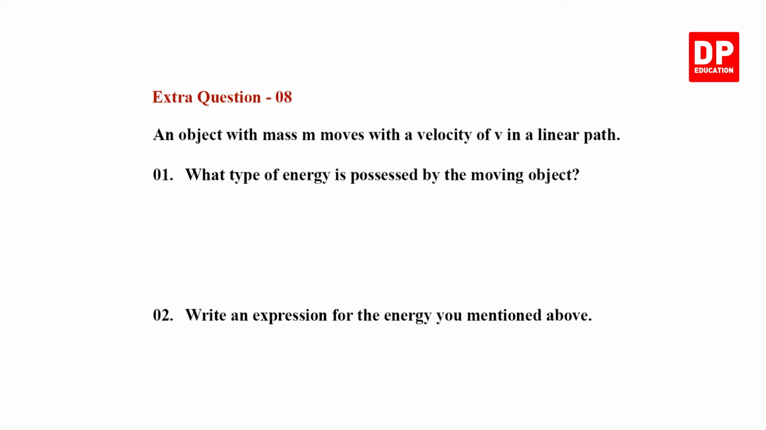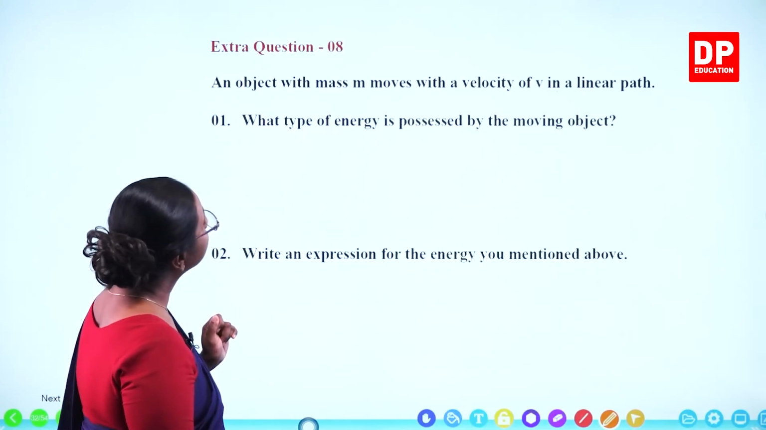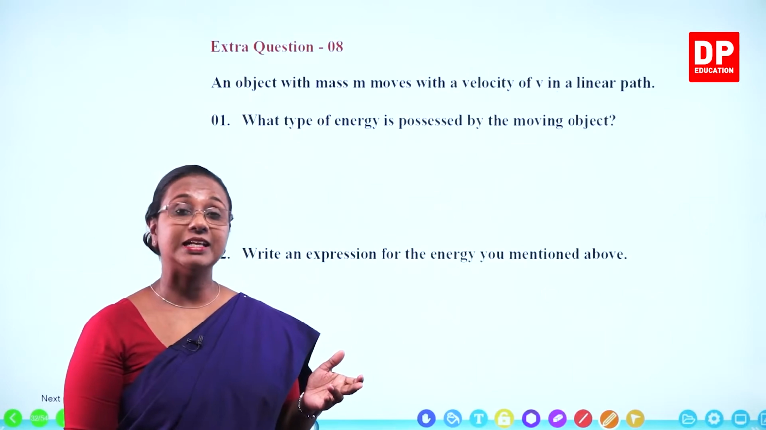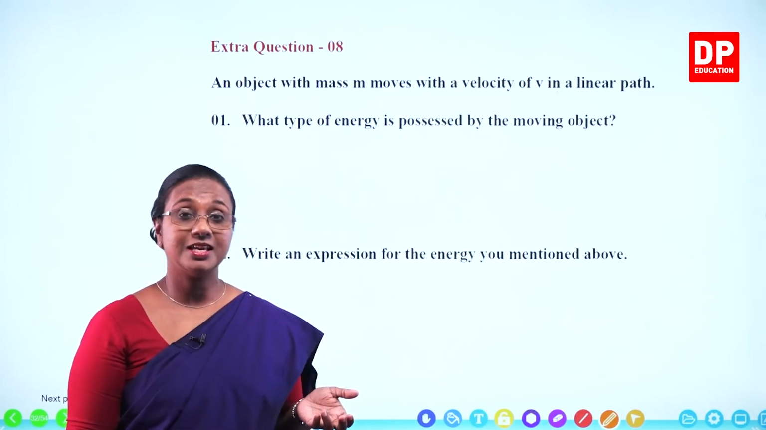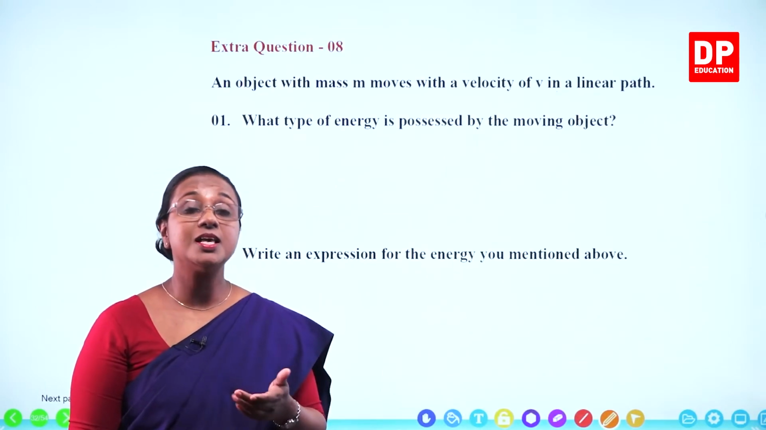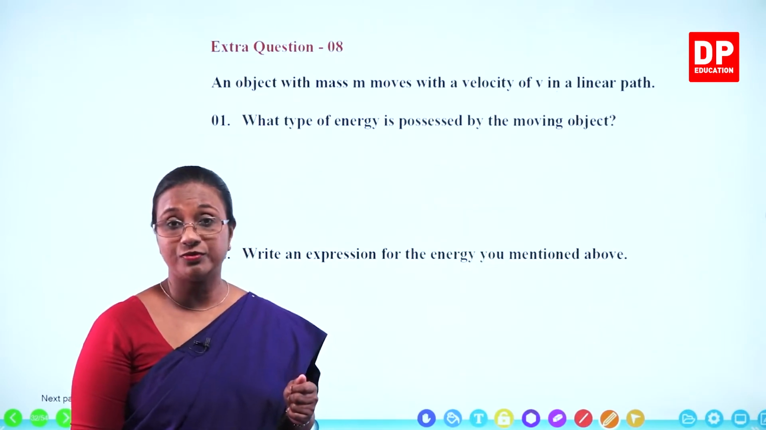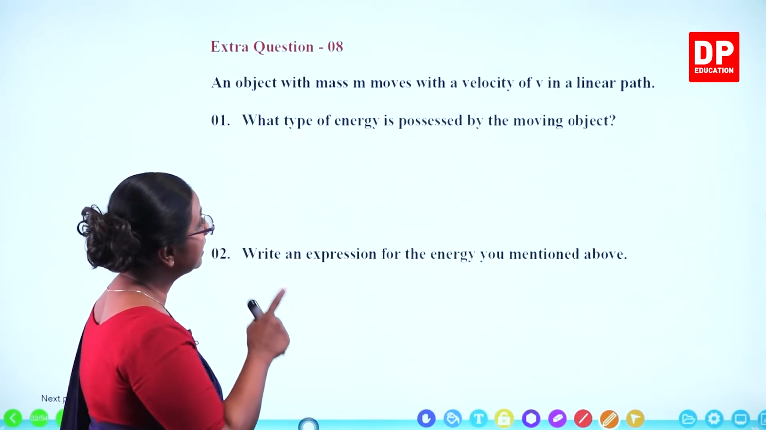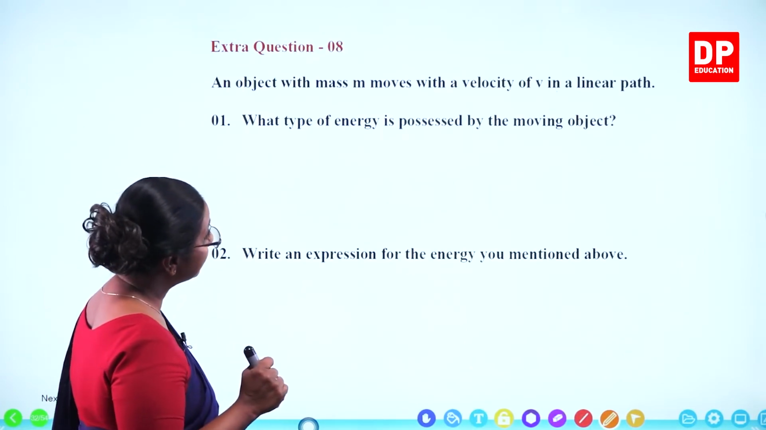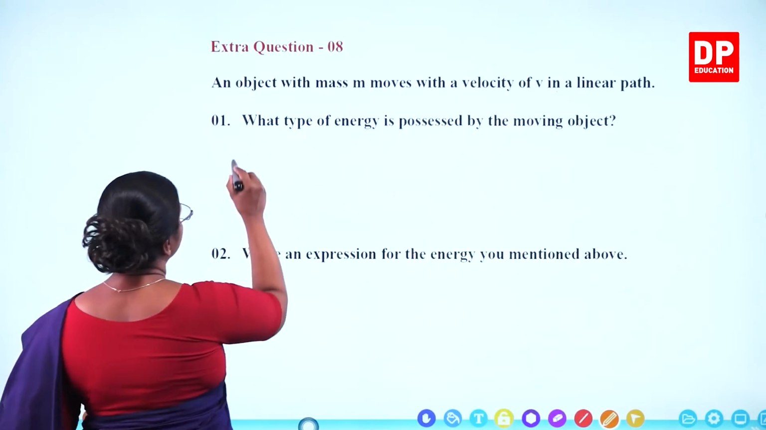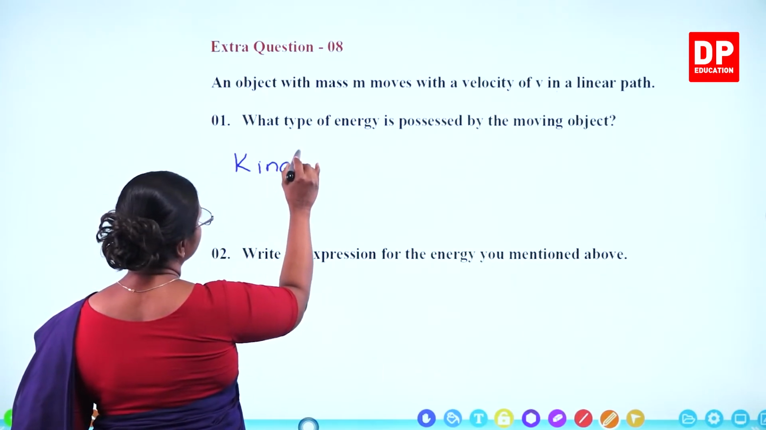Extra question 8. An object with mass m moves with a velocity of v in a linear path. The first question. What type of energy is possessed by the moving object? Obviously, you all know it's a type of mechanical energy, that is kinetic energy. Energy possessed by an object due to its motion. And that energy depends on what? Both mass and velocity of the object. So there they have given us the mass and velocity. And it says linear path, so you know it's a linear motion. So the energy is kinetic energy. We have to answer it as kinetic energy.